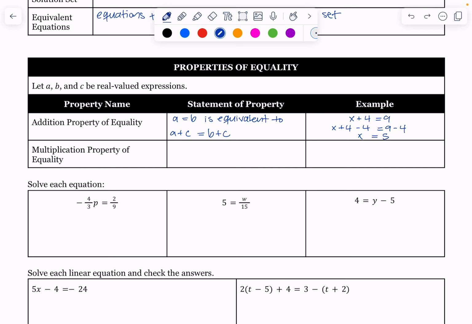Next, the multiplication property of equality states that A equals B is equivalent to A times C equals B times C. So if we multiply both sides by C, A equals B and AC equals BC are equivalent expressions.